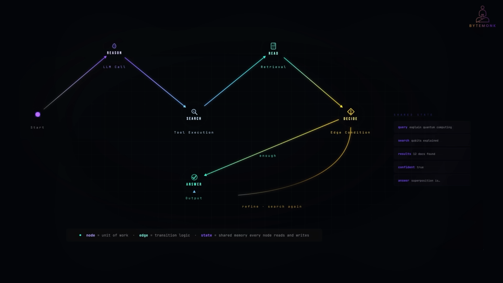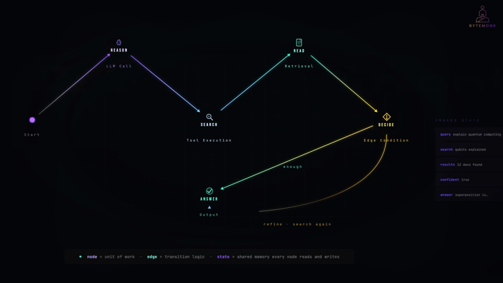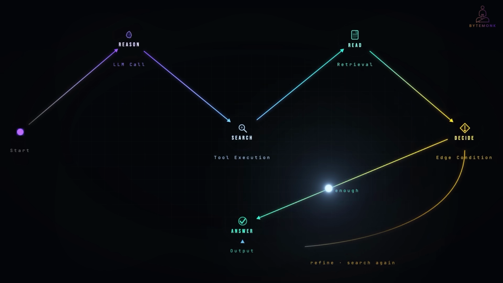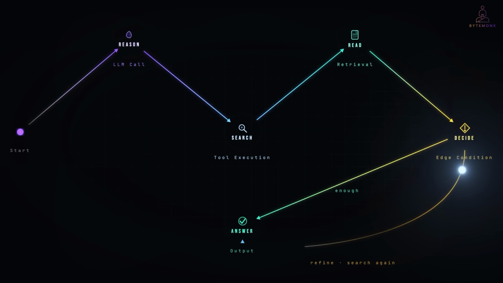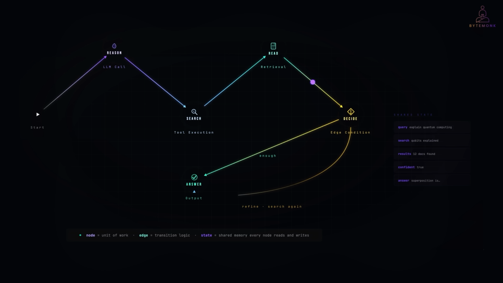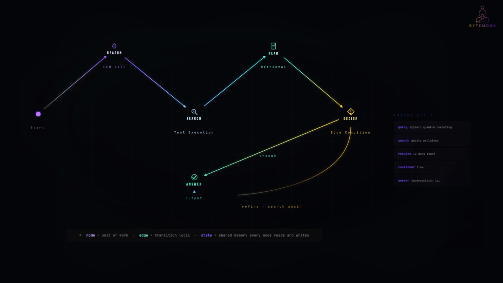Here is what that looks like in practice. Say you are building a research agent. It gets a question, runs a web search, reads the result, decides whether it has enough to answer, and if not, it searches again with a refined query. That's a loop. It's not a straight line, and a chain can't model it cleanly. In LangGraph, that loop is explicit. The reasoning step is a node. The search is a node. The "do I have enough" decision is an edge condition. The system loops back or exits based on state.